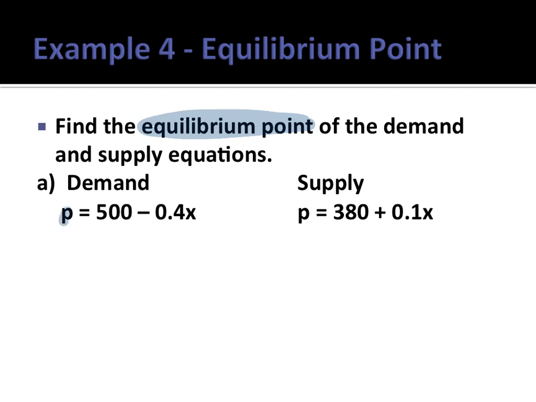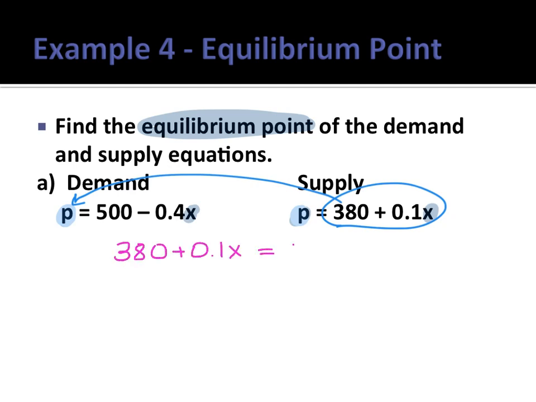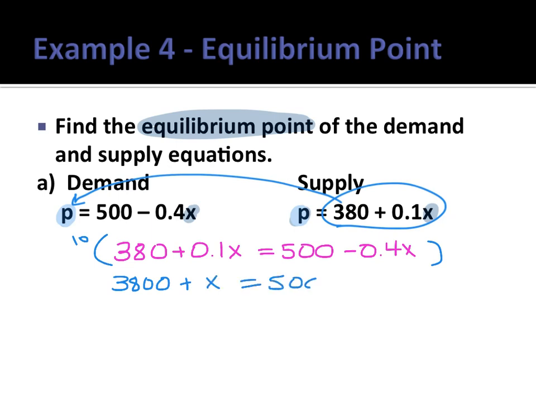So these are systems. They both have a P and they both have x. But they're both set equal to P. So if I wanted to just substitute this in for P, that would mean that 380 plus 0.1x would equal 500 minus 0.4x. So then I would multiply everything by 10 to get rid of my decimal. So 3,800 plus 1x, which would be x, equals 5,000 minus 4x.